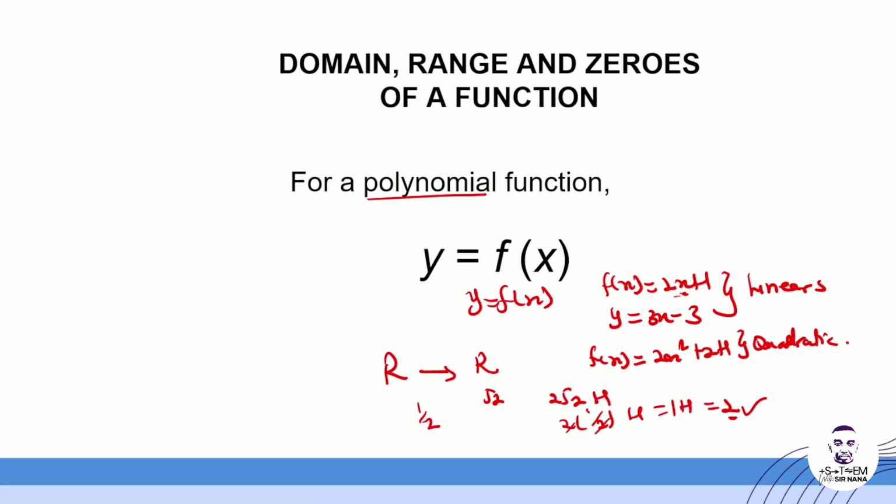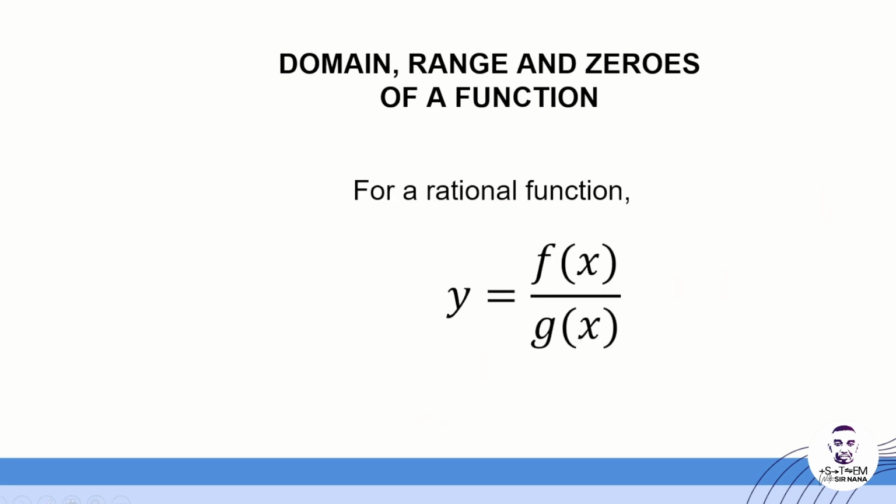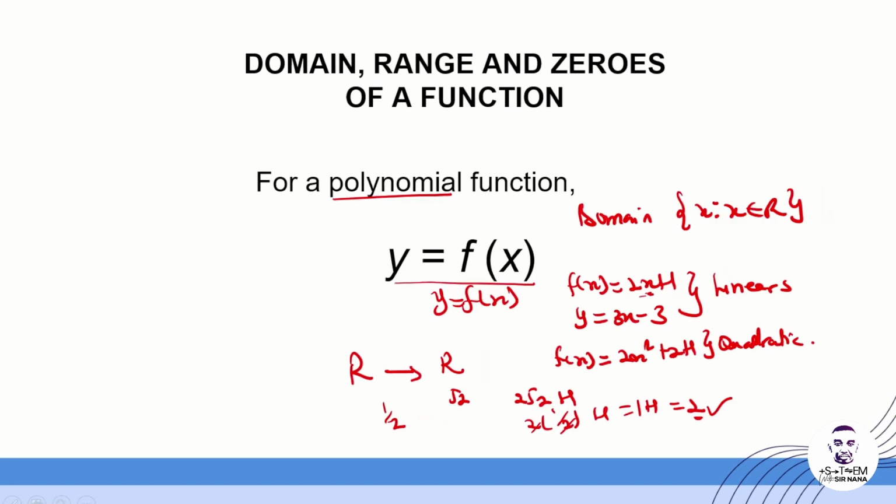So we say that the domain of this function, in set form, is x such that x is a member of all real numbers. So any x which is a member of all real numbers, when we put it into the function here, means that the image exists. So we say that this constitutes the domain of the function.